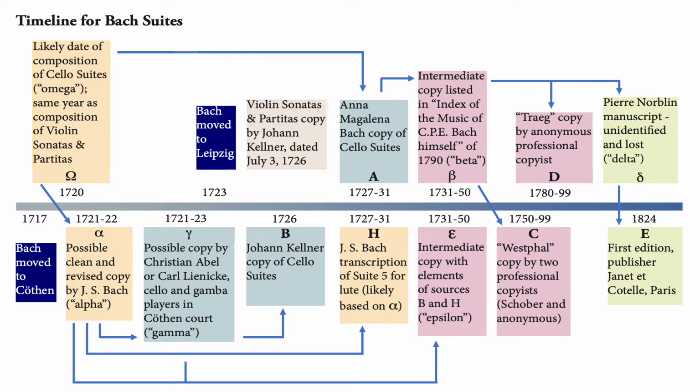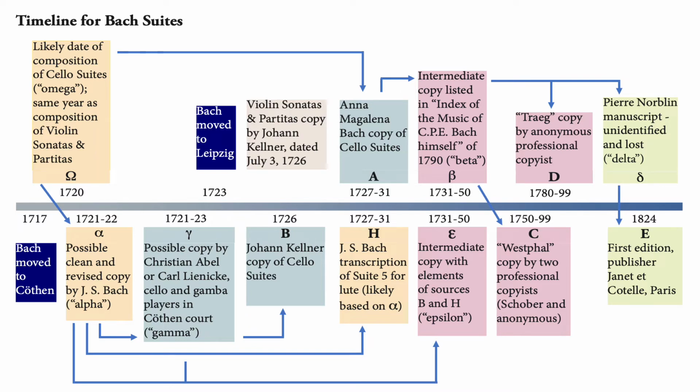There appears to have been at least one additional lost intermediate manuscript copied from Alpha or Gamma. Sources C, D, and E show filiation with source A due to mistakes that were copied. However, there are additional details in C, D, and E that show commonality with the non-scordatura sources B and H. Thus, Alpha or Gamma had transmission to a possible intermediate copy we will call Epsilon.